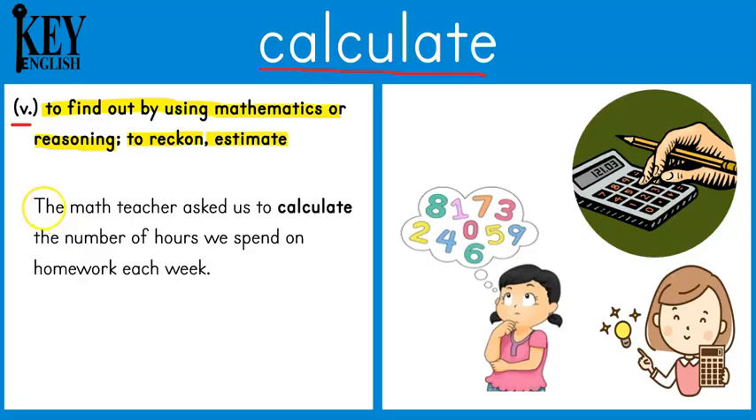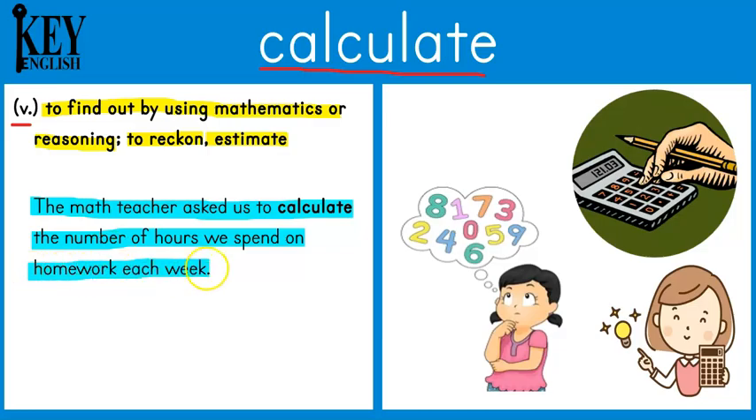The example sentence says, the math teacher asked us to calculate the number of hours we spend on homework each week. So this is kind of an example of something that you might estimate. So maybe I don't know exactly how many hours I spend on homework each week, but if I had to guess, maybe it's around 4 or 5 hours spent on homework each week. So that would be an example of calculating something.